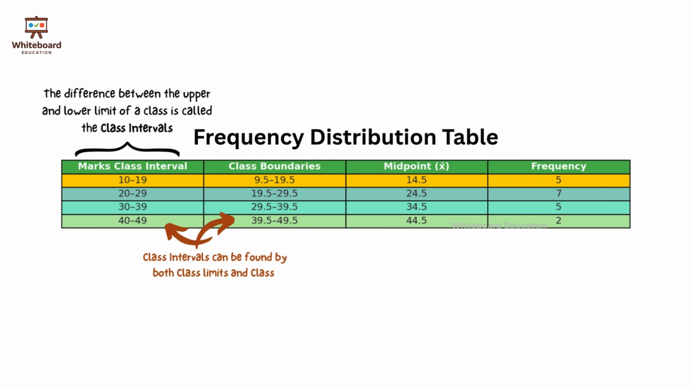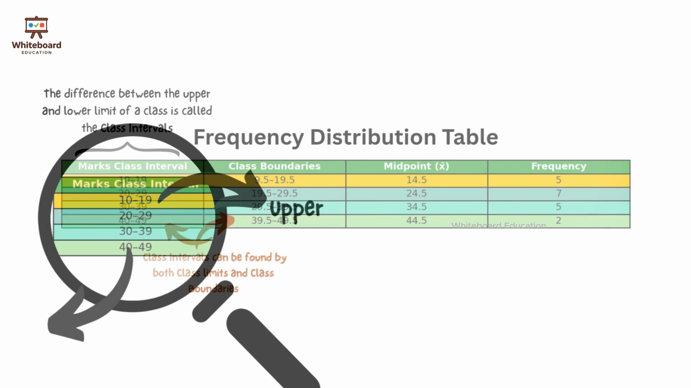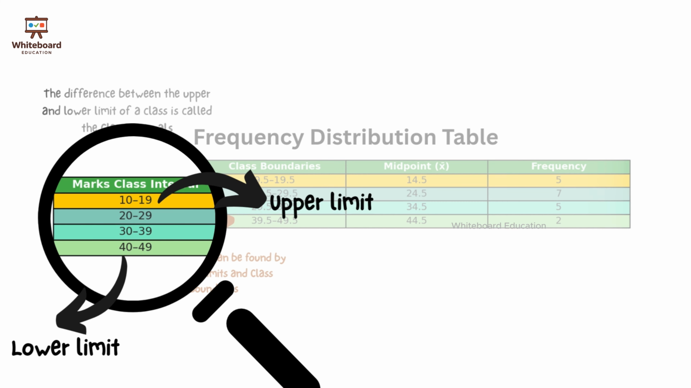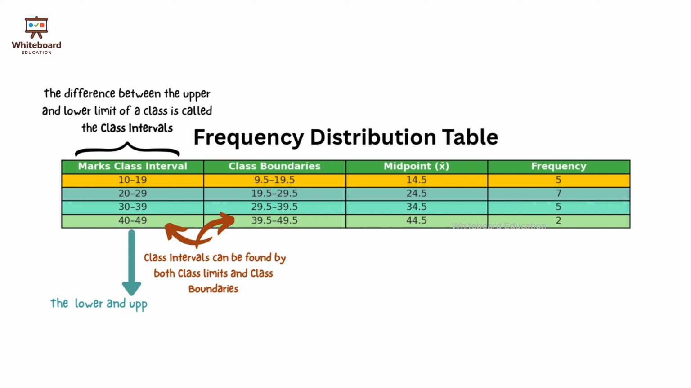What are class limits, you ask? The number of class intervals you see on the left side are lower limits and on the right side are upper limits. Hence, the lower and upper limit included in a class are called class limits. These are the limits within which the data of that category is stored.